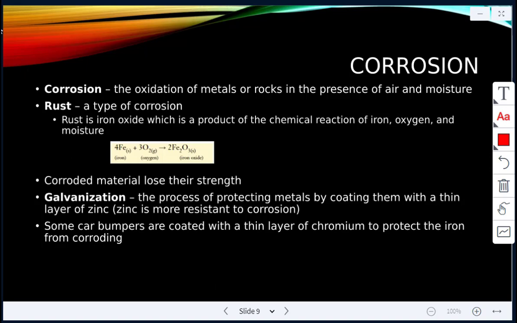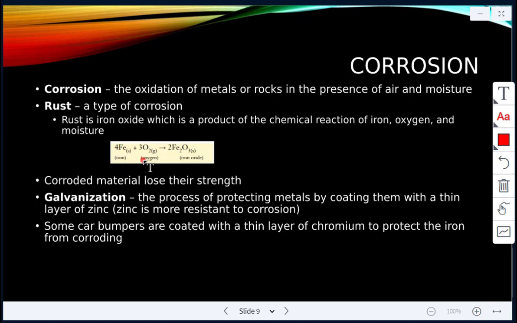All right, next we're going to talk about some specific reactions. The first one is corrosion, a corrosion reaction. This is the oxidation of metals or rocks in the presence of air and moisture. For example, rust. Rust is a type of corrosion. Rust is basically iron oxide, shown here, which is a product of the chemical reaction of iron, oxygen, and moisture. So this here is the reaction.